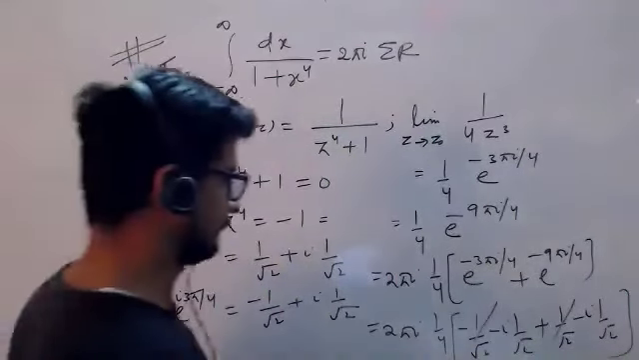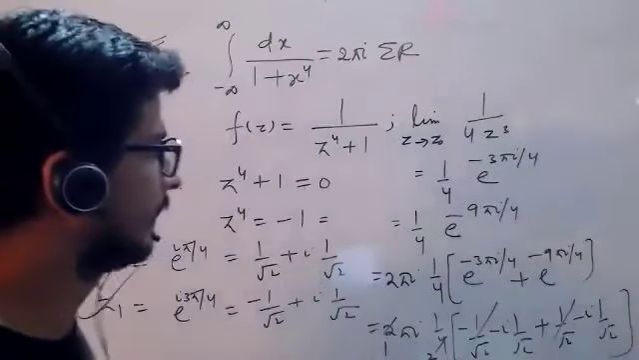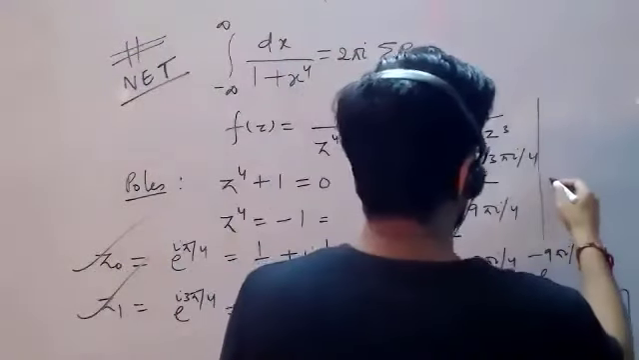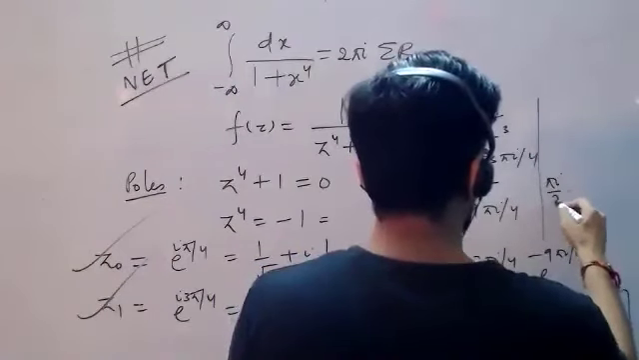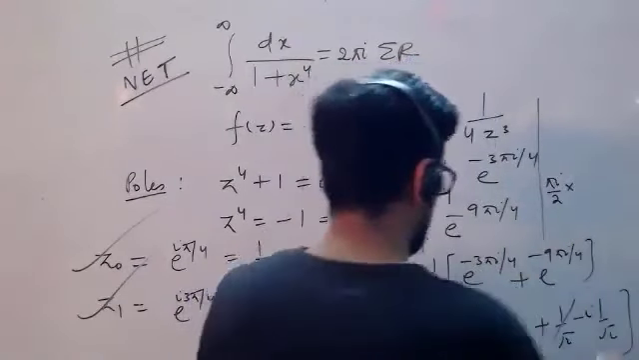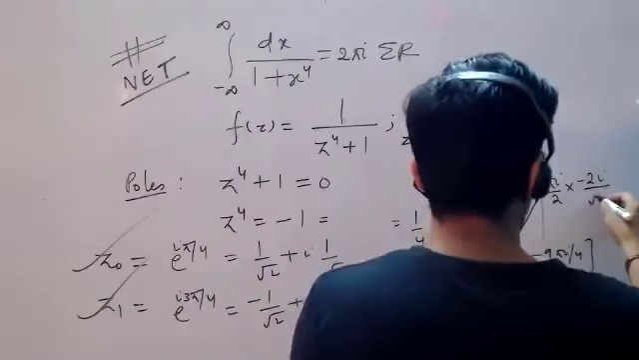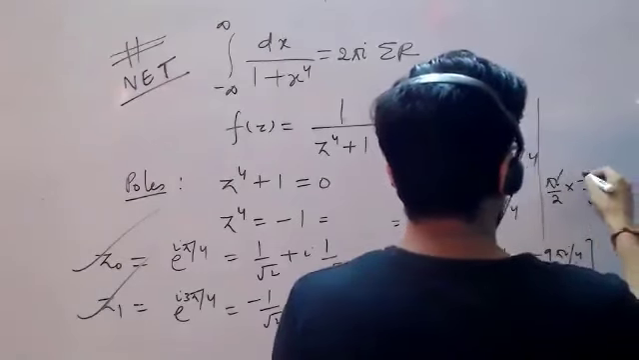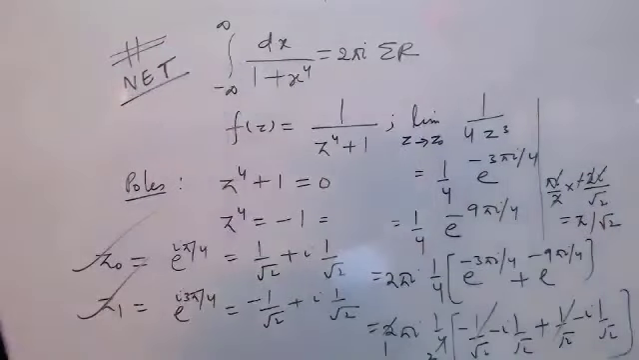So this will become 2 pi I by 4, and what you will get is pi I by 2 into, from here you will get minus 2I by root 2. So iota and 2 cancel, so it will become pi by root 2. This is the value of the integration. Check this.